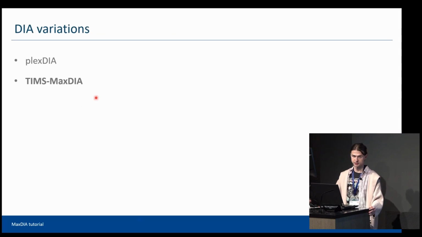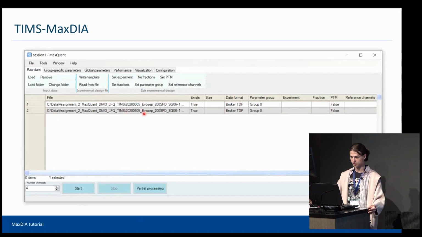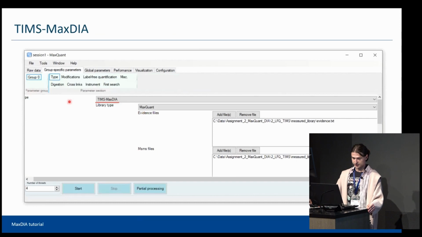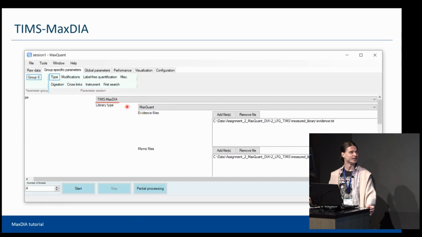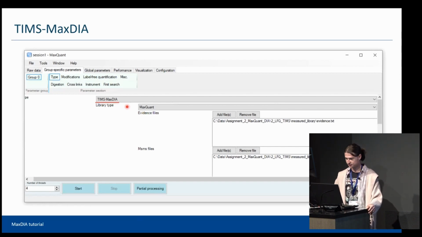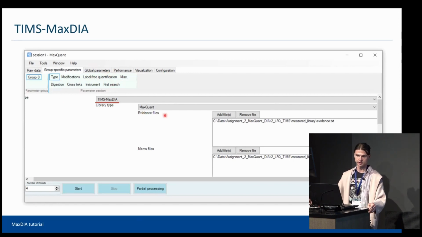Now, another specific data that you can have is the TIMS data. It's pretty much the same as the DDA. So again, you load it. You can't use just the load button, but you can load the whole folder with this raw data, or just drag and drop it. This is probably the simplest way. Then in the type section, as I said, you select TIMS-MaxDIA instead of just MaxDIA, and that's it. You're set to run TIMS-MaxDIA. Well, you also need to specify library, quantification and FASTA files and global parameters, but those are the only things that are different from the Orbitrap DIA.